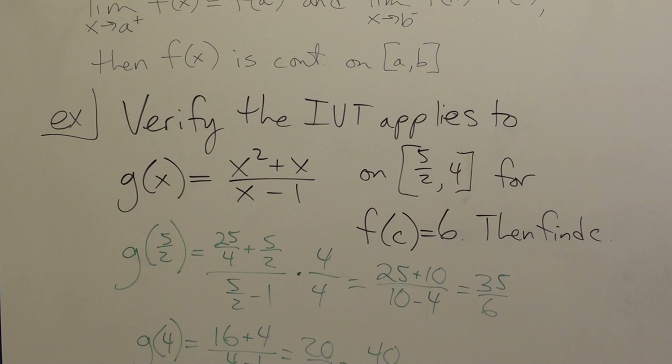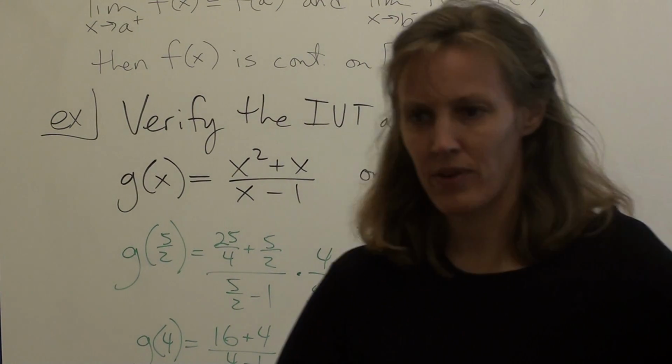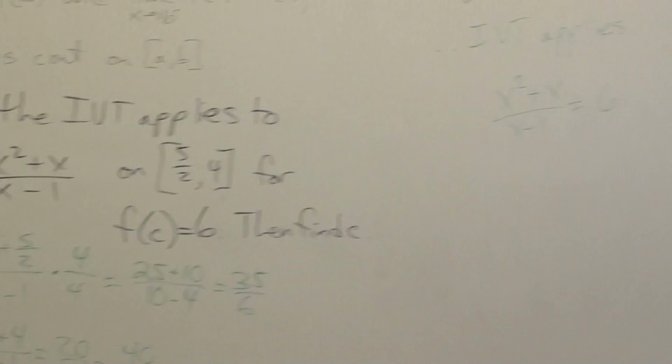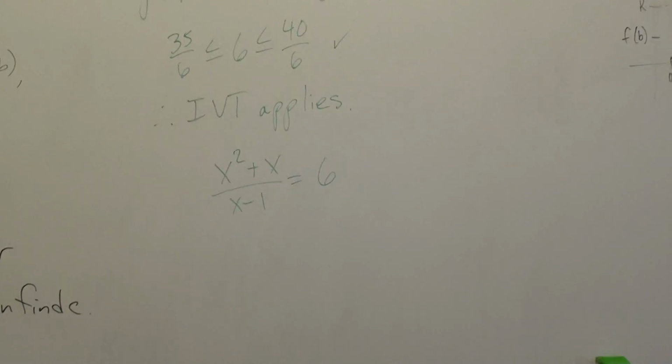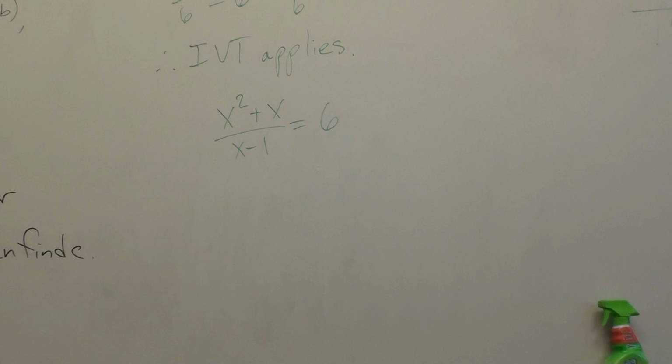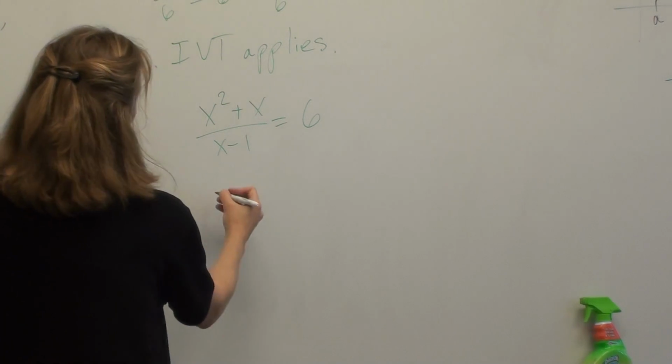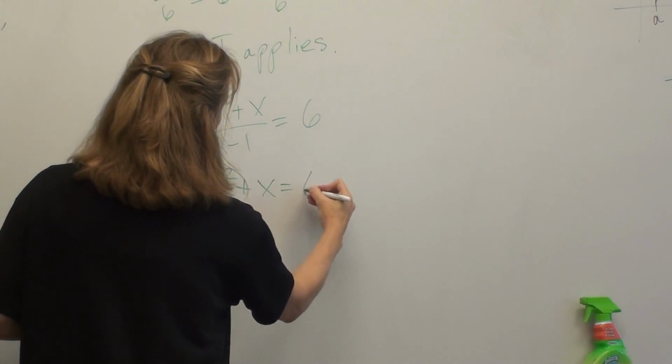And that was our first part of the problem, just verify that it applies. The second part then is to find c. So you have to actually set your function equal to 6 and solve. How are we going to solve this lovely rational equation? Multiply both sides by x minus 1, which is kind of the same thing as what you'd get if you cross multiply, right? So x squared plus x equals 6x minus 6.